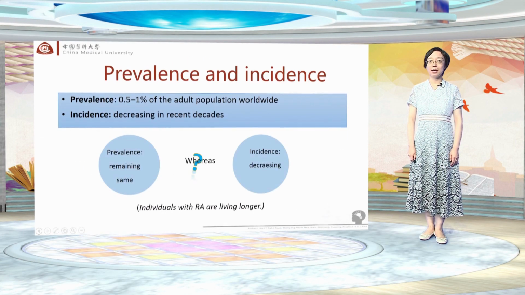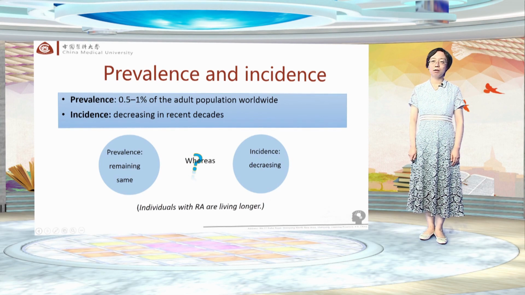Next, let's see the epidemiology of RA. RA affects approximately 0.5 to 1% of the adult population worldwide. There is evidence that the overall incidence of RA has been decreasing in recent decades, whereas the prevalence has remained the same. Why? Some scientists think that it is because individuals with RA are living longer.